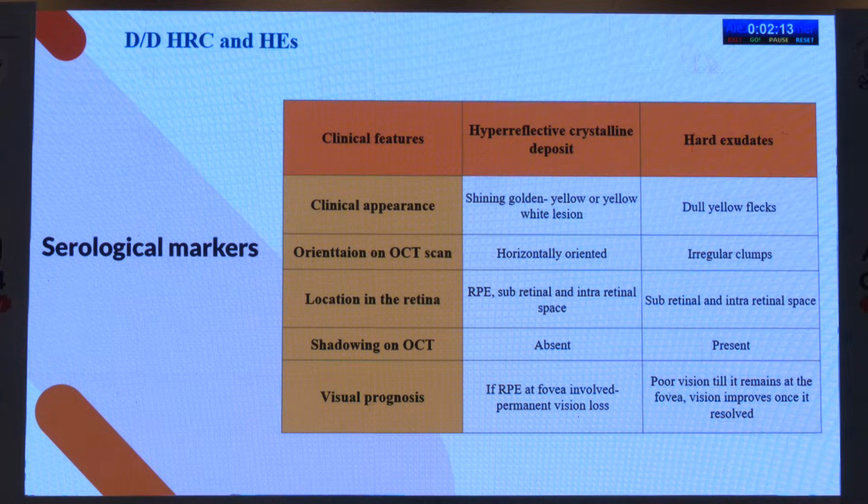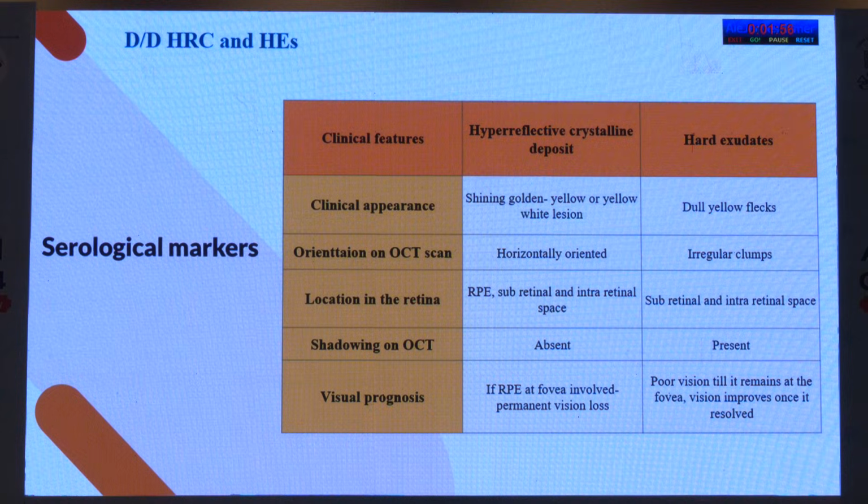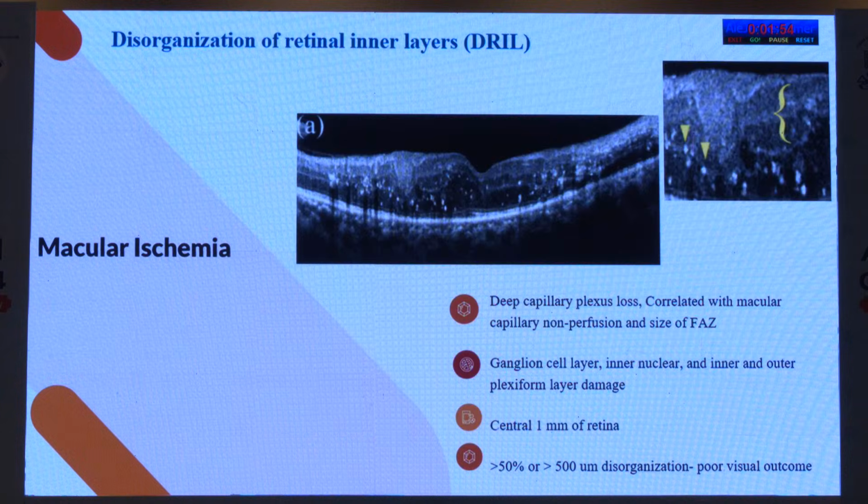To differentiate hyperreflective crystalline deposits from the hard exudates: these are horizontally oriented hyperreflective linear lines, while the hard exudates we mostly find in clumps. Crystalline deposits you will never find in the intraretinal space, and there won't be any back shadow in the case of the hyperreflective crystalline deposits.